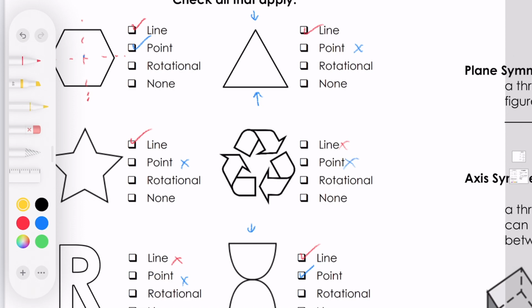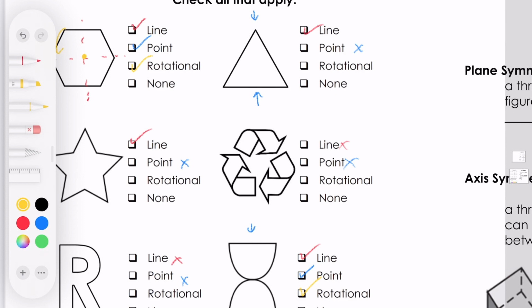That way we can check off the none box if we need it. All right, now we're going to work with that rotational symmetry. Same center point, and you're going to be rotating it less than 360 to get back to the shape. This hexagon does have rotational symmetry, and anything that has point symmetry, because you're rotating 180 degrees, which is less than 360, also has rotational symmetry. So I can check those two off.